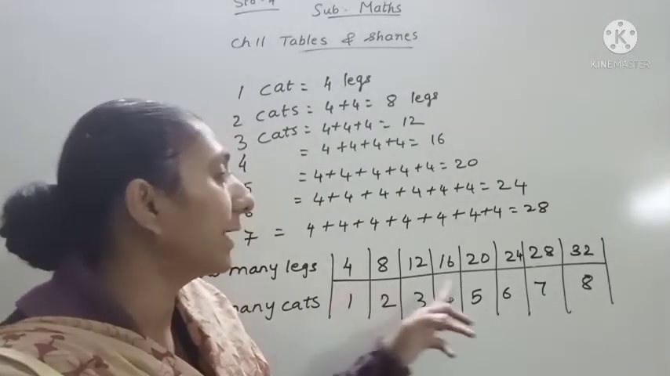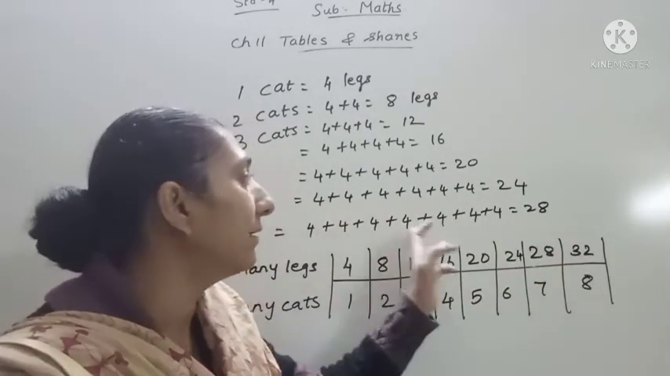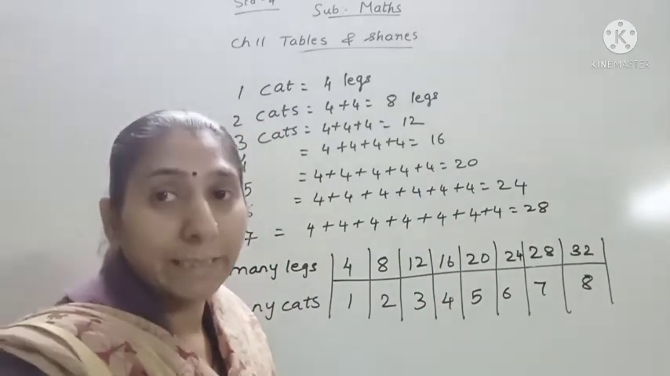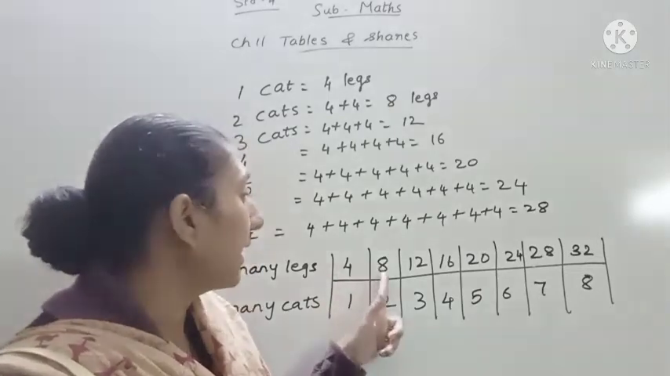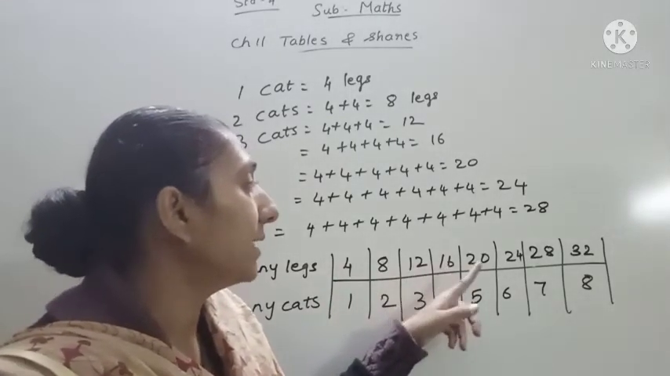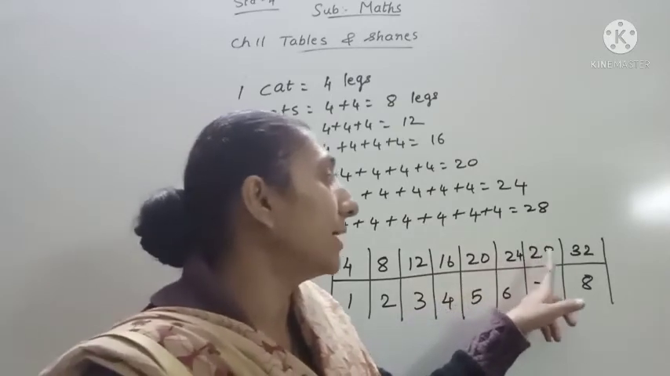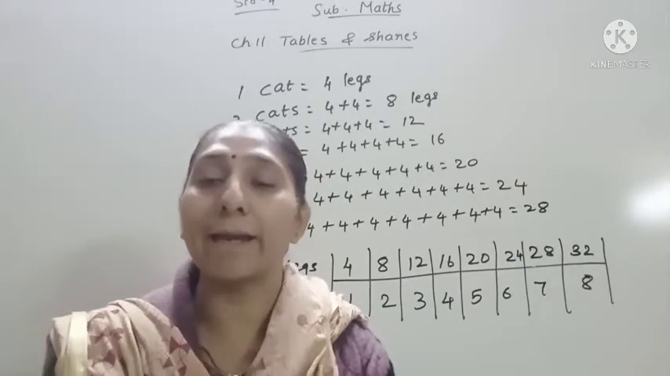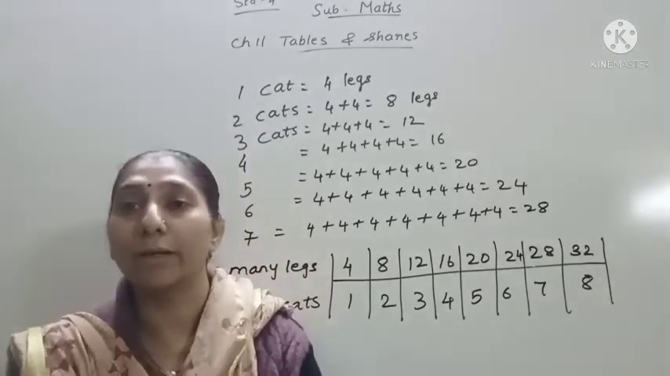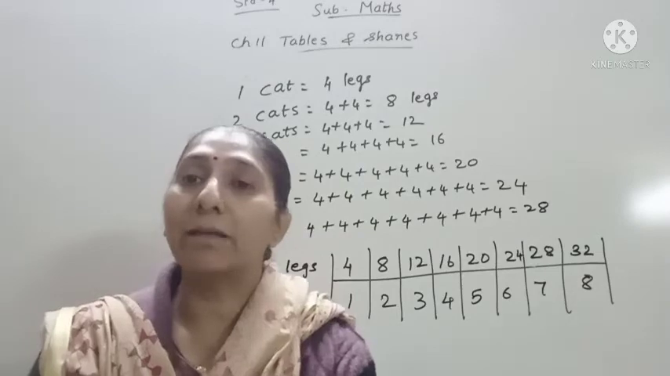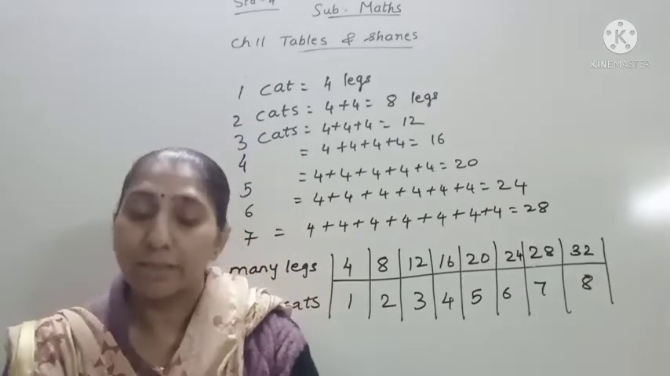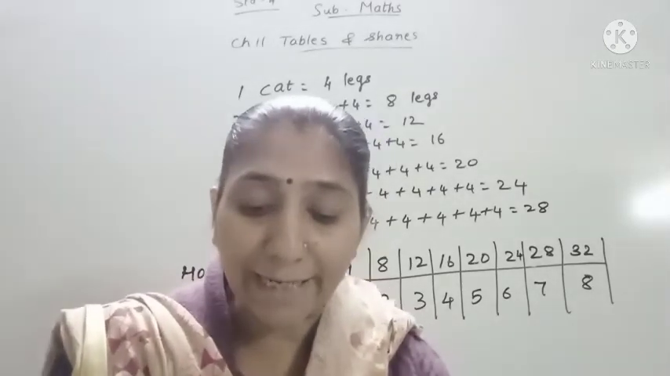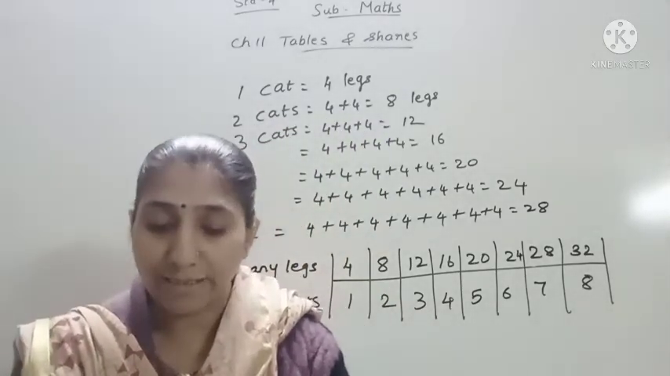You can see we have got the table of 4 here. When we add a number again and again, what we get is the multiplication. 4, 8, 12, 16, 20, 24, 28, 32. So when we repeat a number again and again, when we add a number again and again, we get the multiplication of that number. So 28 legs means 7 cats.